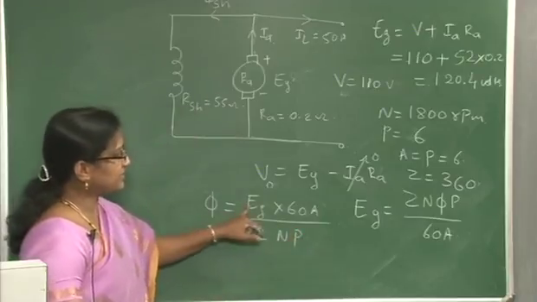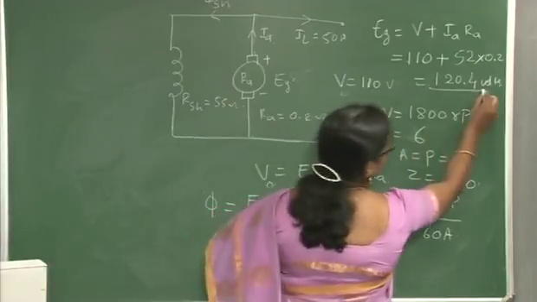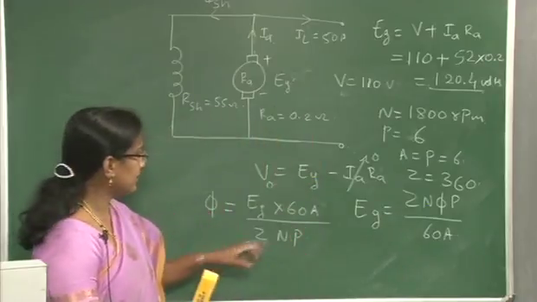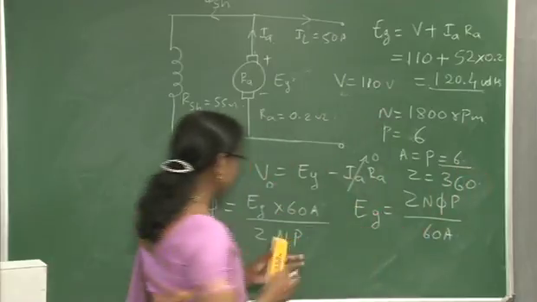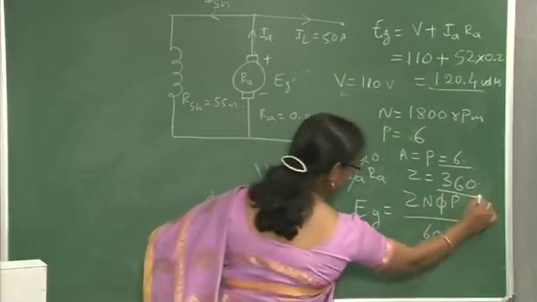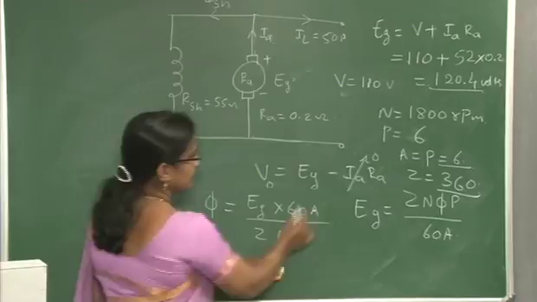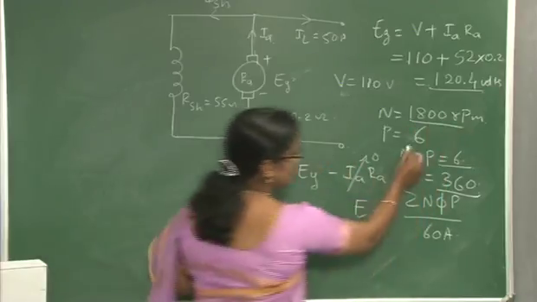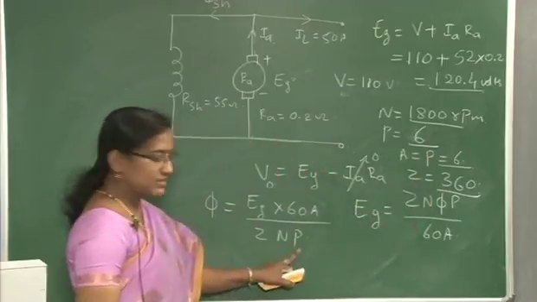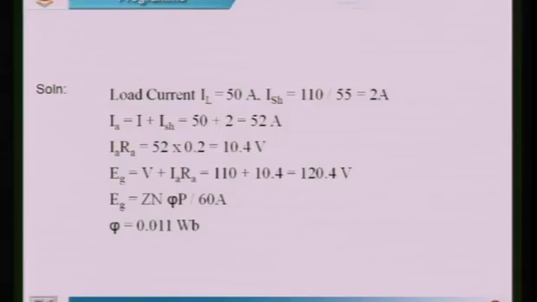Substitute the value of Eg as 120.4 volts, and then number of parallel paths A is equal to 6, the number of conductors Z is equal to 360, the number of revolutions per minute, that is 1800, the number of poles given is 6. After substituting and calculating the phi, you will get the value of 0.011 Weber.